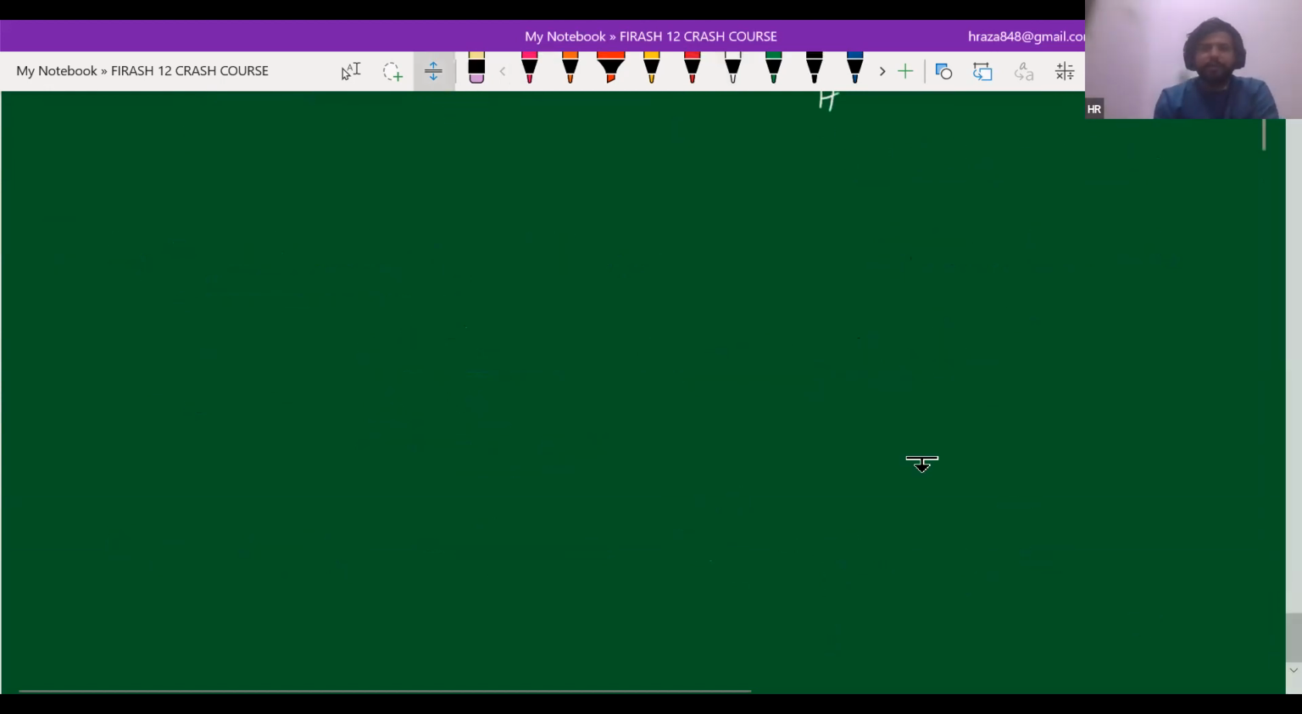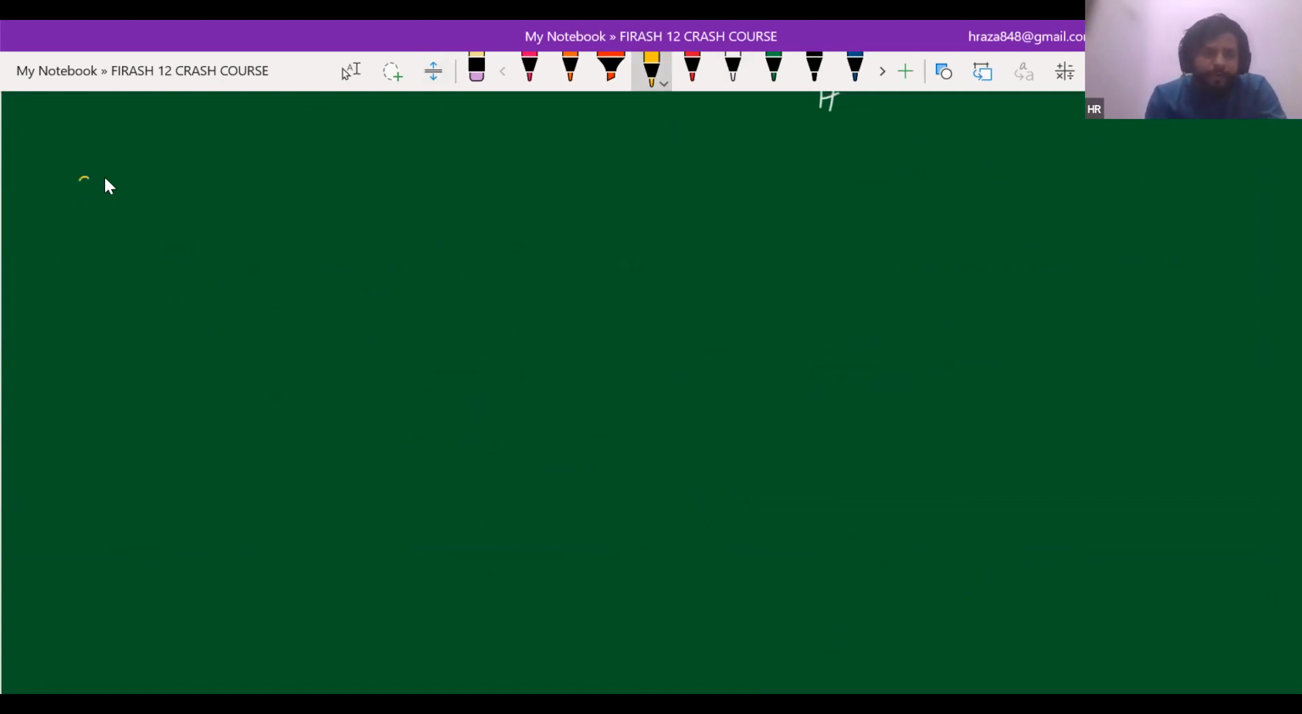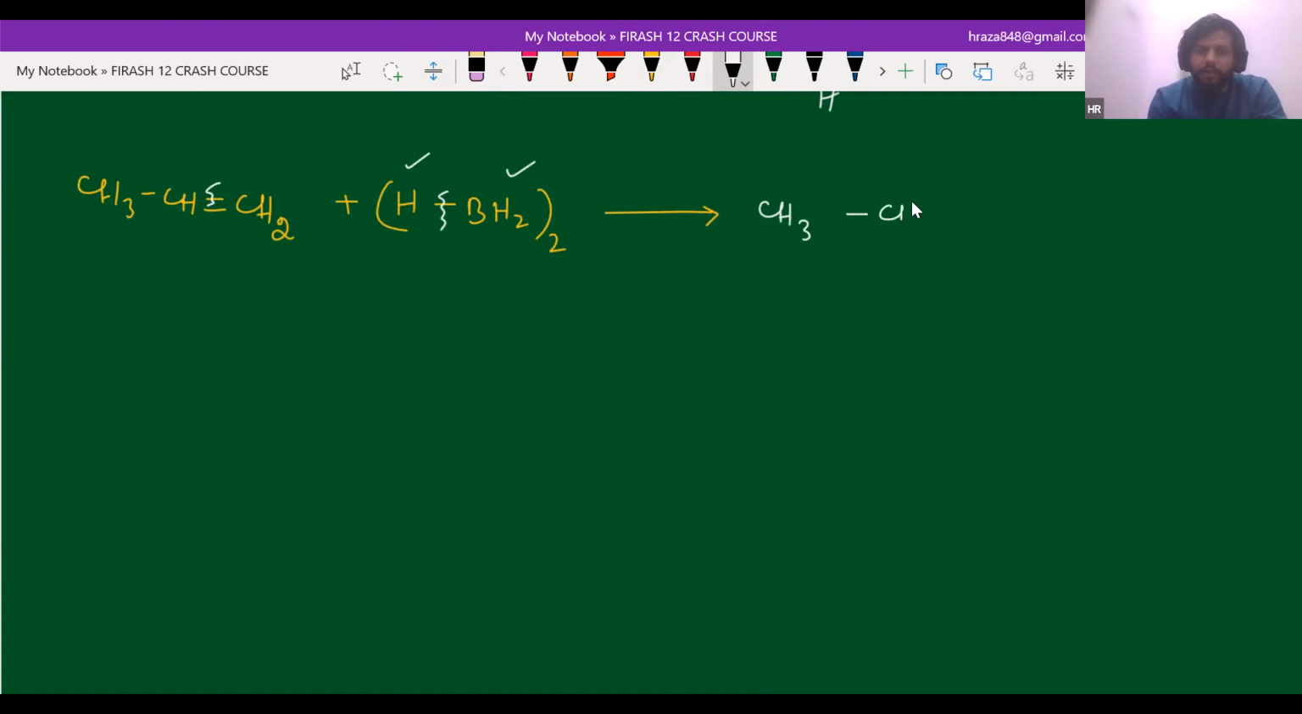Now see, the reaction is very easy. I'm going to take this propene, CH3, CH double bond, CH2. Now, if you are going to do the reaction with BH3, this has two parts. If you break this bond, this will have negative and this will have positive. According to the anti-Markovnikov rule, hydrogen will come here, it will become CH2.